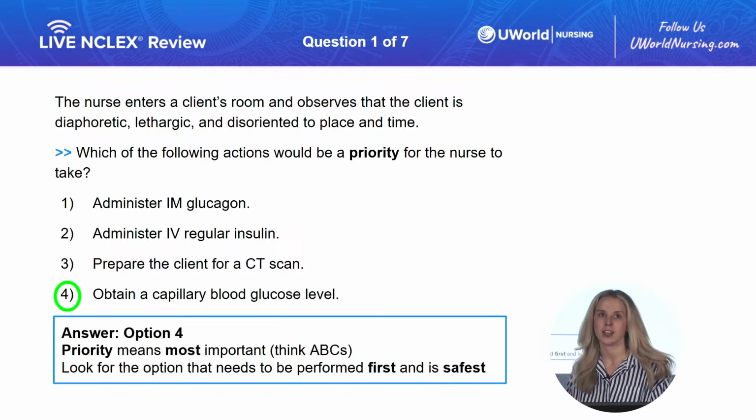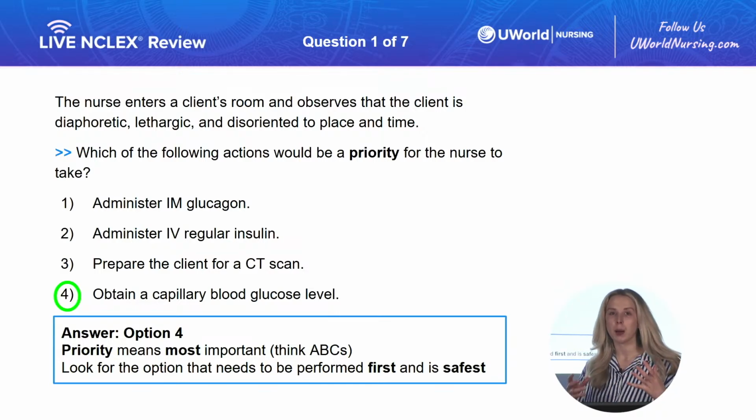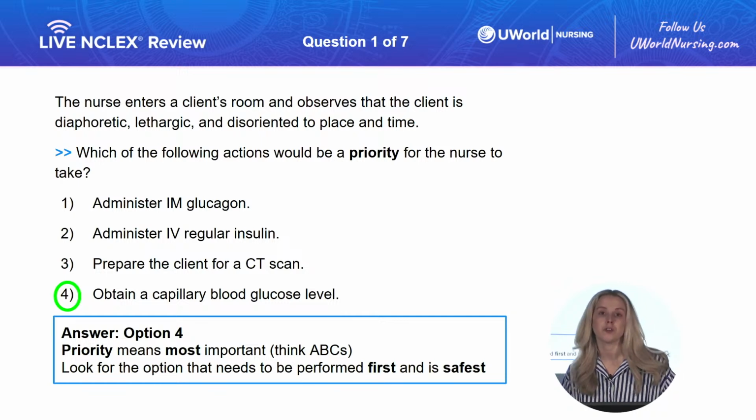So when we first look at this, we see diaphoretic, lethargic, and disoriented to place and time. So a couple of things I'm worried about right off the bat. I'm starting to think about hypoglycemia. They're disoriented, lethargic, the diaphoretic means they're sweating, or it could be the potential for symptoms of a stroke. Now, whenever we're assessing this, we want to do our quickest, least invasive interventions first. We would want to make sure we confirm or rule out that low blood sugar or a hypoglycemic event before we pack this client up and wheel them all the way down to CT to assess for a stroke.